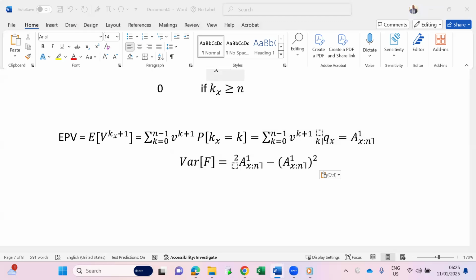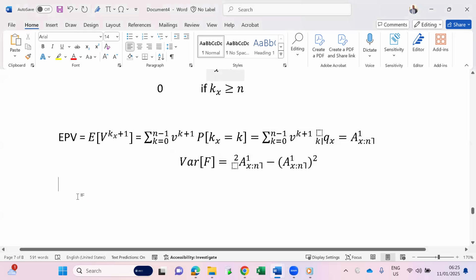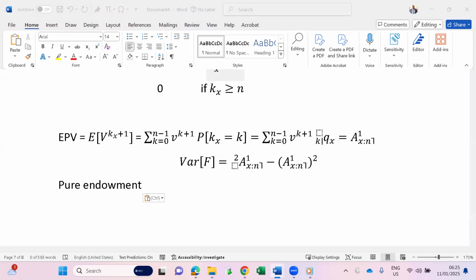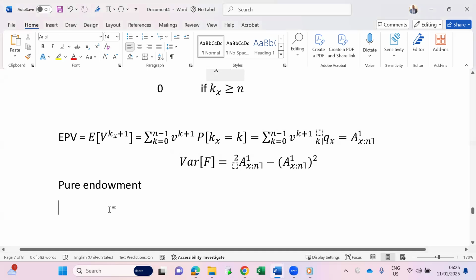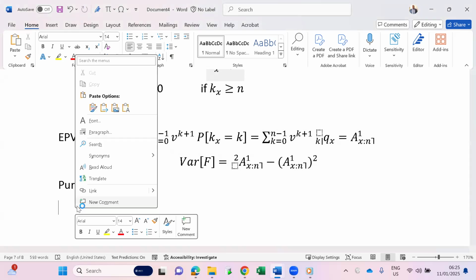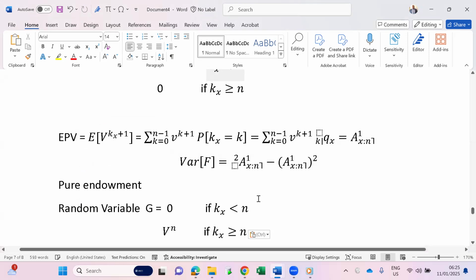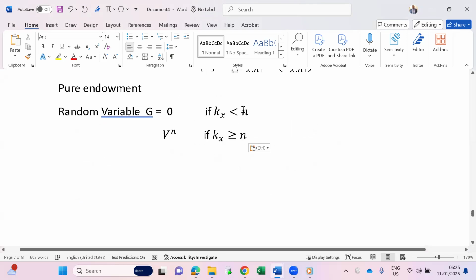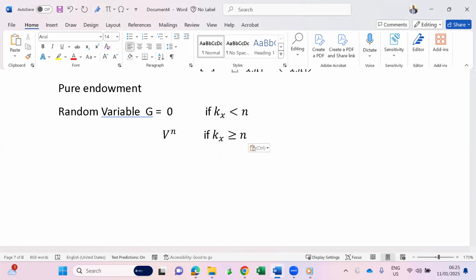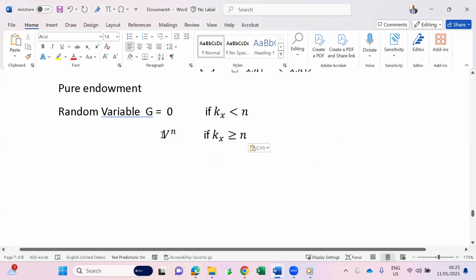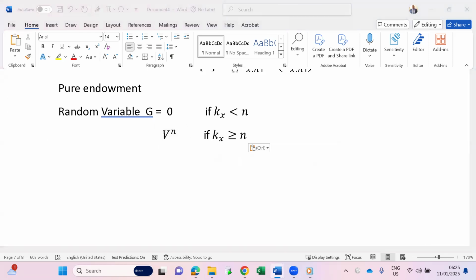You have your pure endowment. That's when you get paid if you live up to a certain age. So the random variable, you won't get paid from now up to term n, and then you're guaranteed to be paid if you live up to that. So it's 0 from now till n, and then when you reach n, you get paid your money. Note that there's no KX. It's guaranteed.